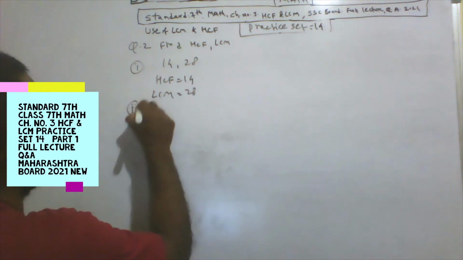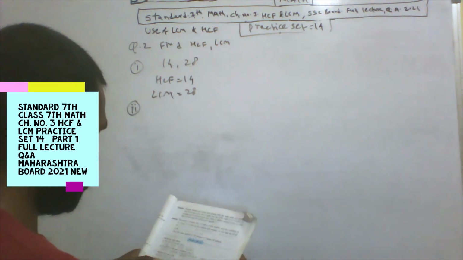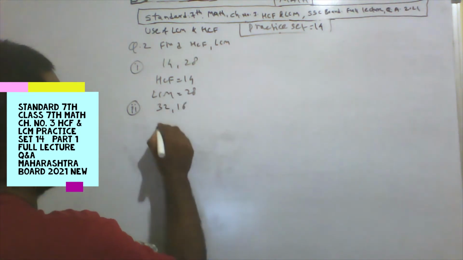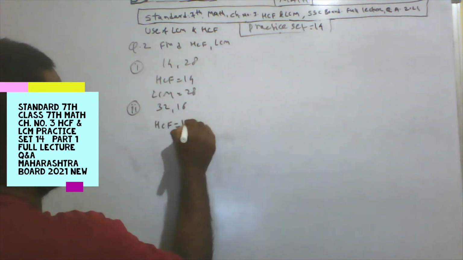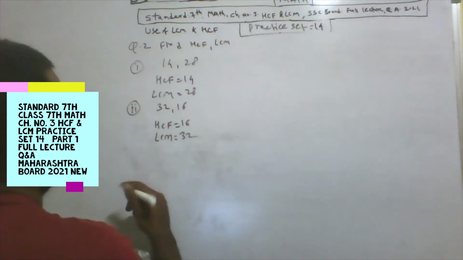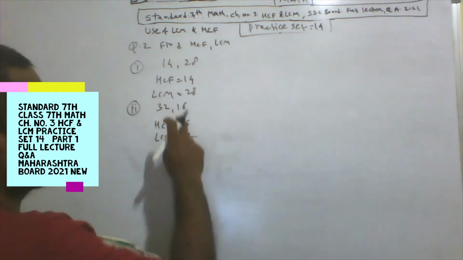The second is 32 and 16. Here also the HCF is 16 and the LCM is 32, because 16 goes into 32.